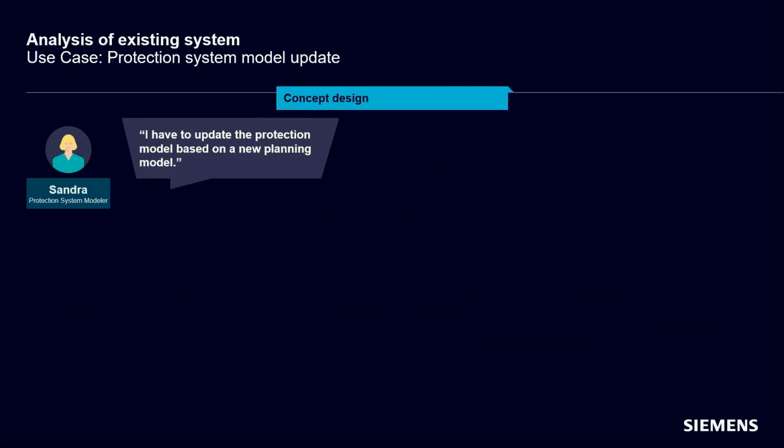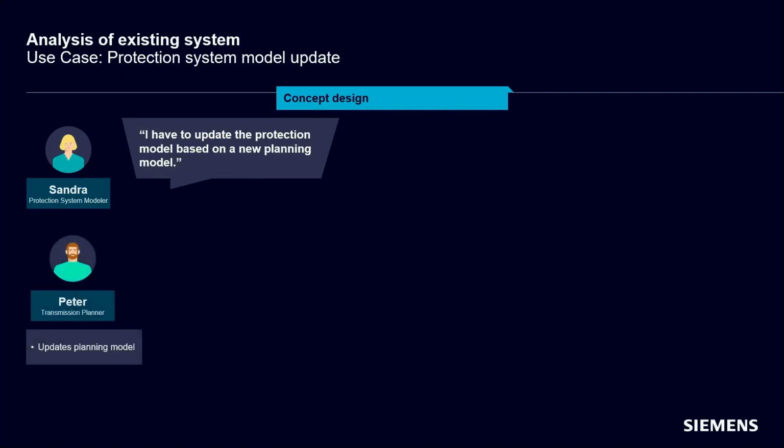On the next slide, we have an example of how this use case can maybe be optimized. In the beginning, you still have Peter, the transmission planner, who is updating the planning model.